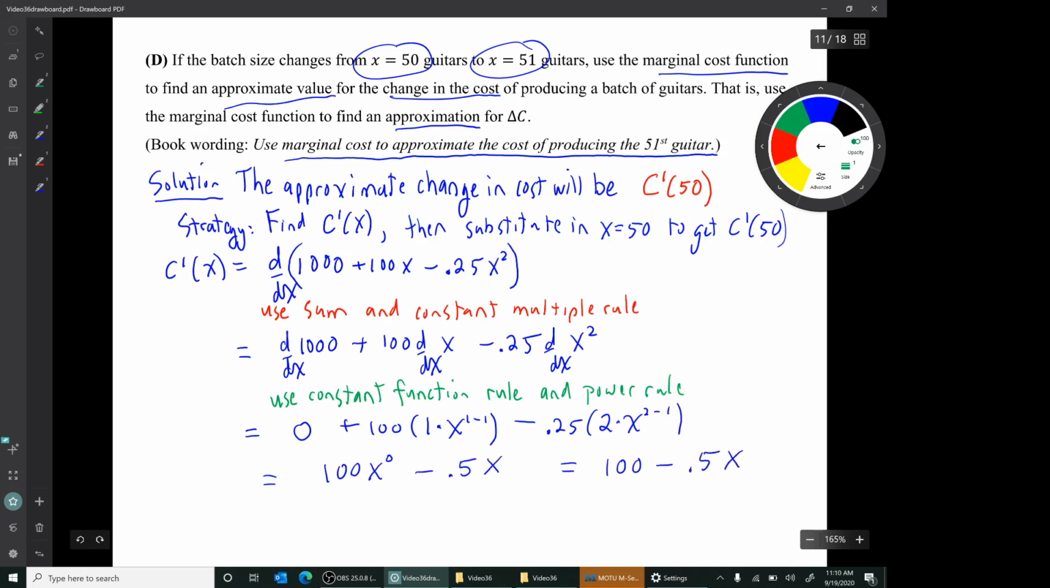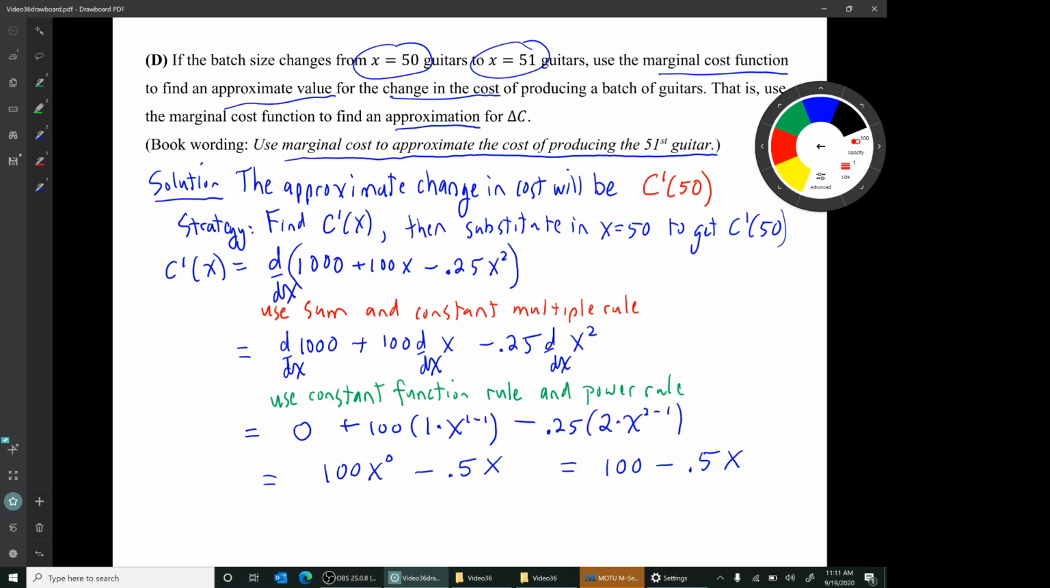So our result is that C prime of x is this expression, 100 minus 0.5x. That's the first part of our strategy, find C prime of x. Now we have to finish. Our next part of the strategy is this: substitute in x equals 50 to get C prime of 50.